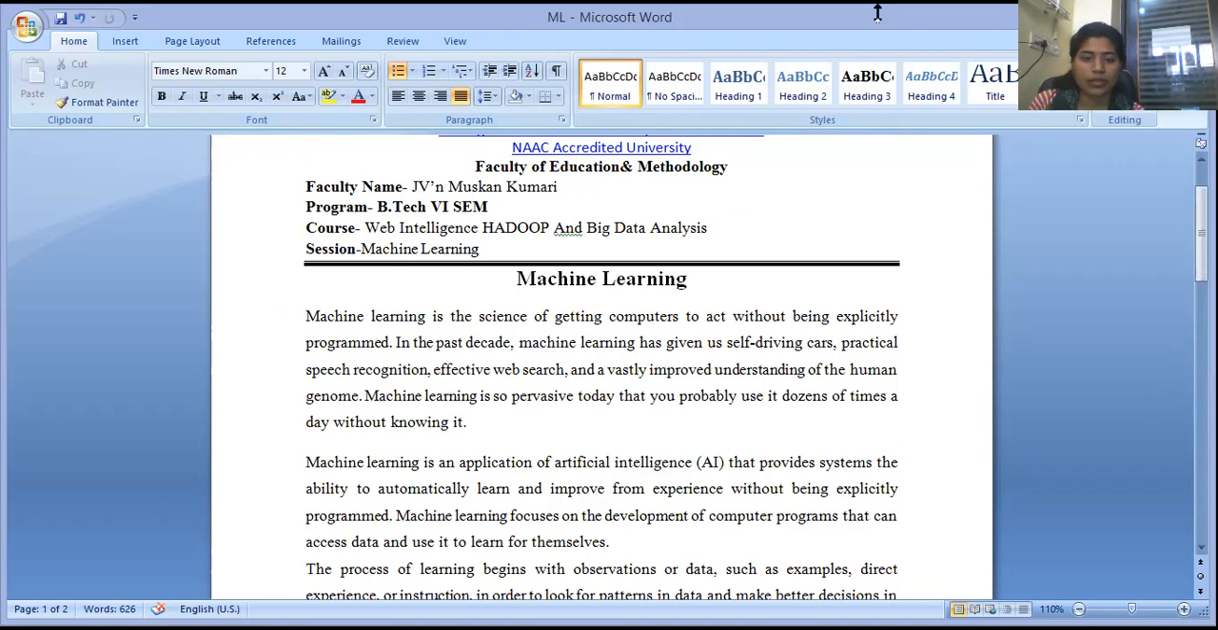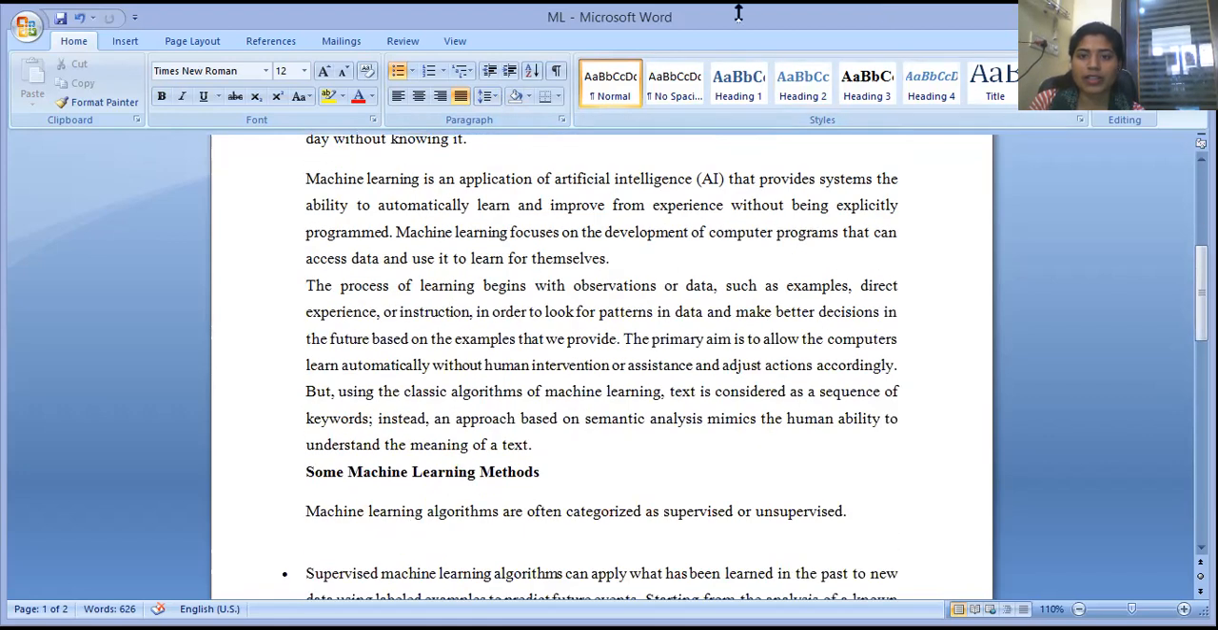So just wait for a minute. I'm just defining that, isn't it? So if we are defining that, also the advantages and disadvantages of machine learning, I think we can say like this.